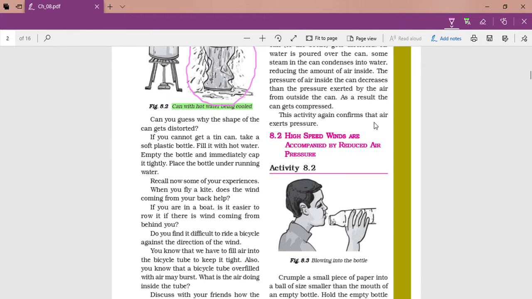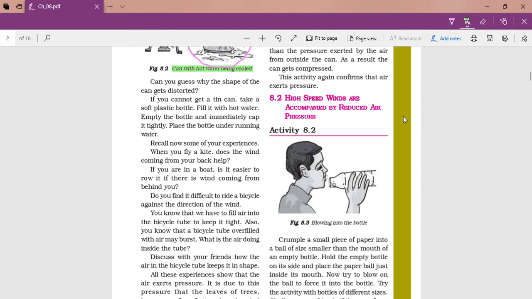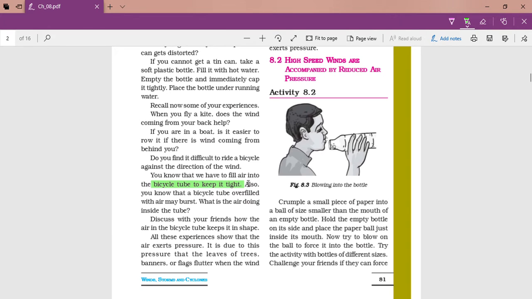Next, an activity is also given in brief in your book. We can take the example of a bicycle also. Fill air into the bicycle tube to keep it tight. A bicycle tube overfilled with air may burst. The air in the bicycle tube keeps it in shape. So this is another example that air exerts pressure.